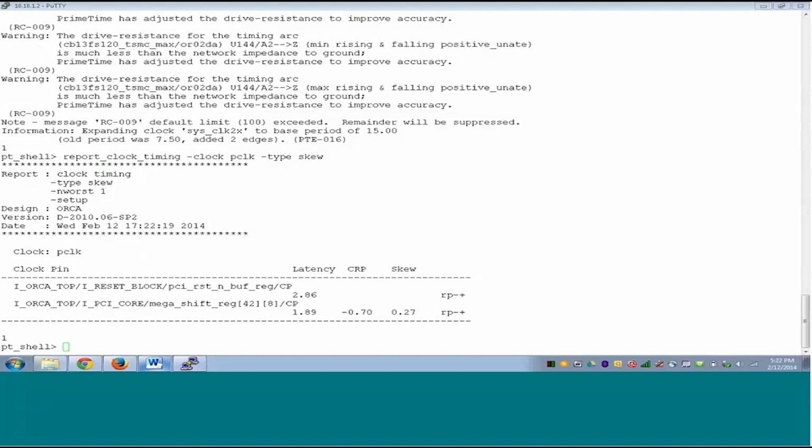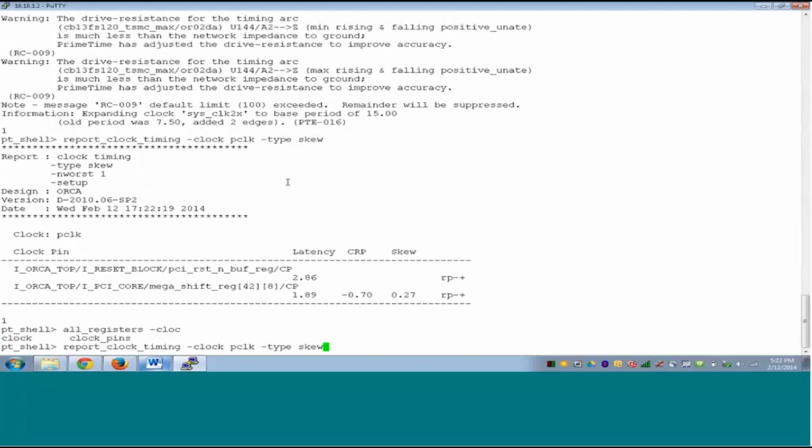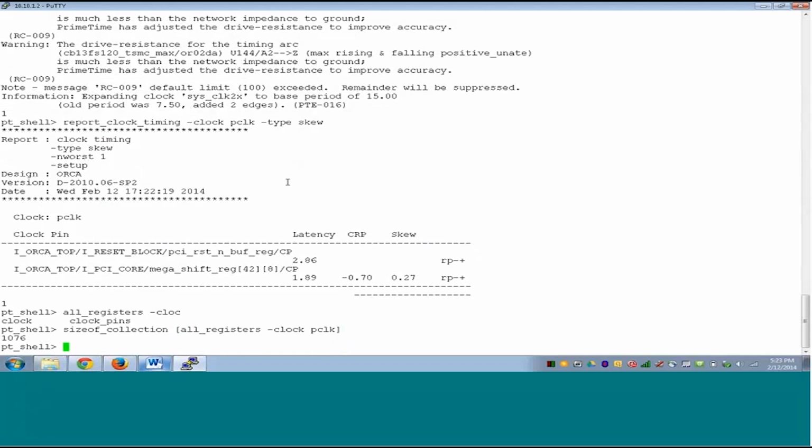So before report clock timing, I was showing you an interesting command, which is all registers minus clock PCLK, which will give you a list of all the registers of the clock. Any command that returns a collection in PrimeTime, you can do a size of collection on it, and it will give you the number. So there are 1076 registers on clock PCLK.